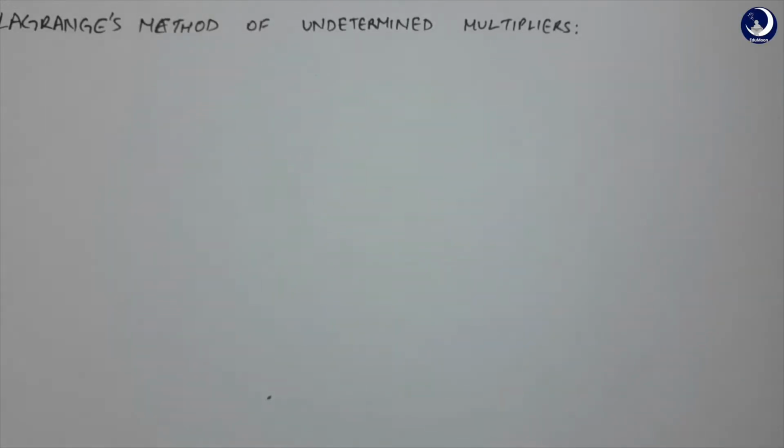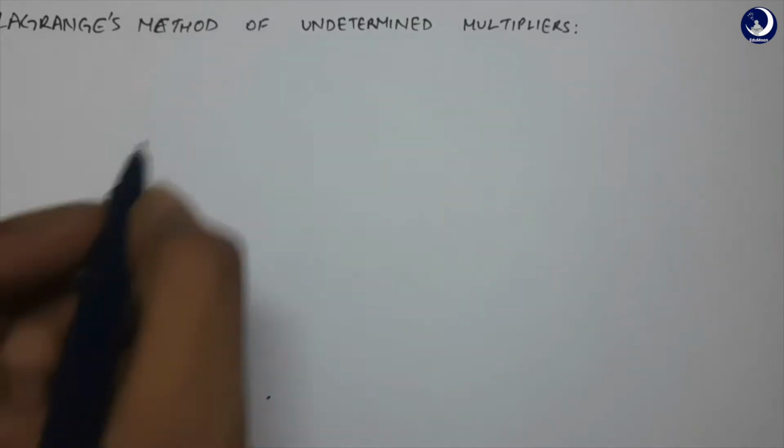Lagrange's method of undetermined variables. So sometimes we are required to find out stationary values of a function which not only has independent variables but also some variables which are connected by some given relations. So for that we use Lagrange's method. Let's see how the method goes.